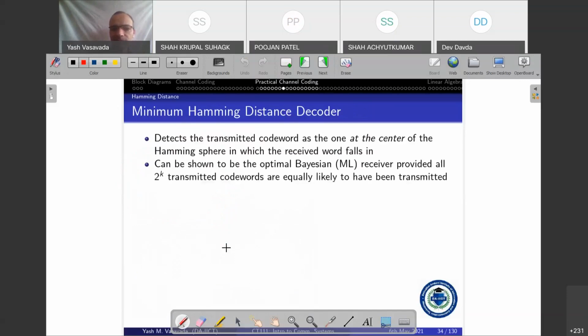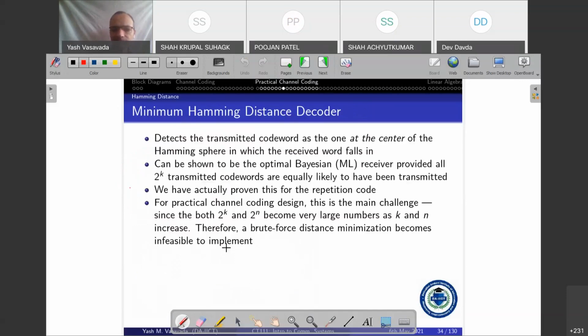Yes, Pujan. Yes, sir. For greater than 3 bits Hamming distance, then it will always give error. Exactly. You are pointing out exactly the correct thing. So as long as the number of bits in error is less than 3, then you are guaranteed that for that particular example, the minimum Hamming distance decoder will be able to correct all those errors. If it is more than 3, then you are sure that it will make an error.